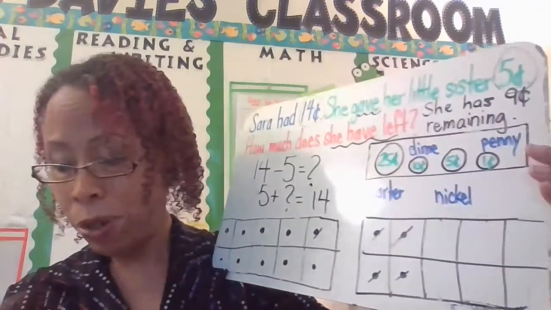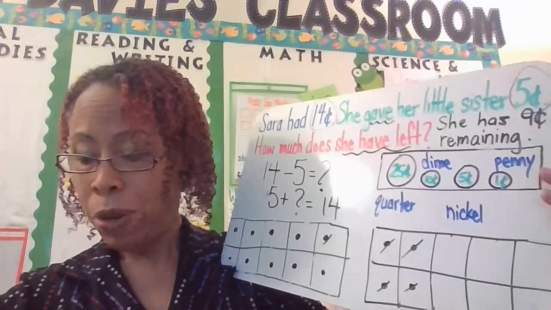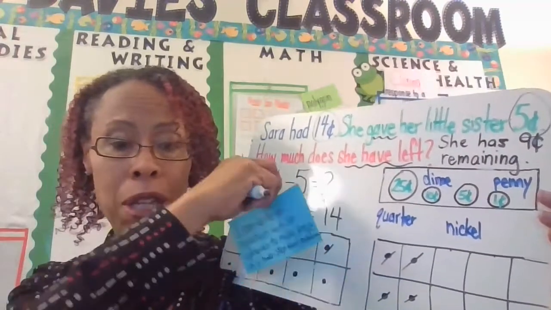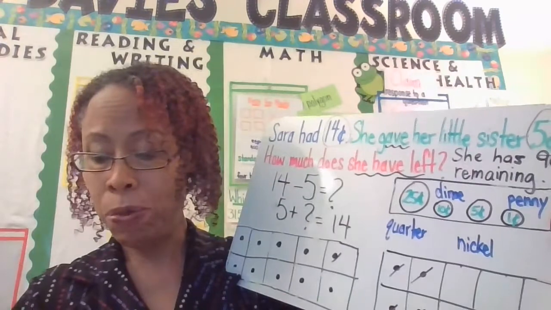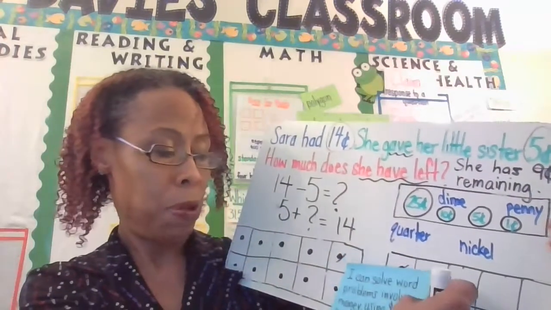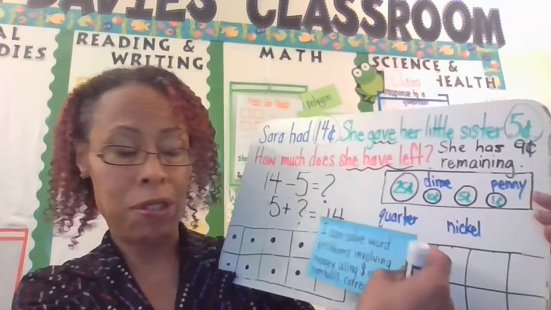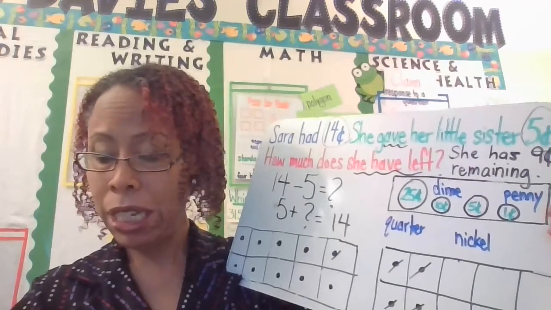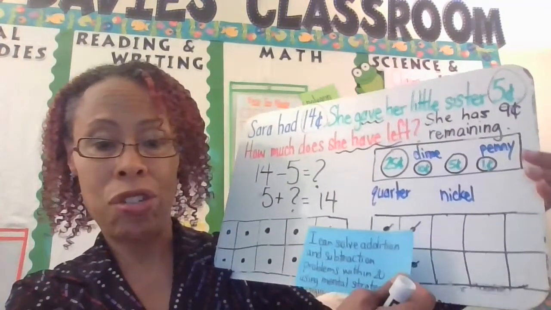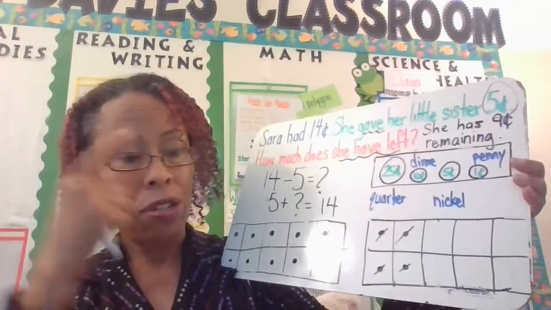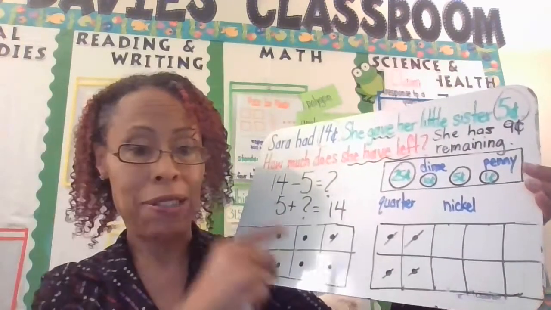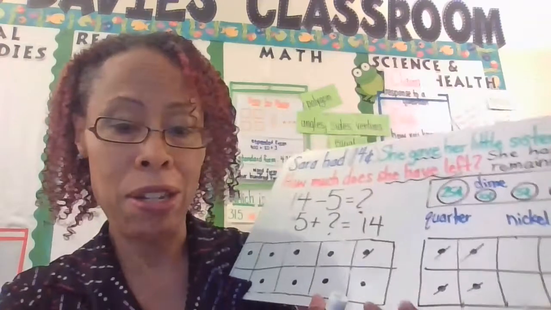All right, we look forward to you writing an equation with an unknown to make sense of a two-step word problem, solving word problems involving money using dollar and cent symbols correctly, and solving addition and subtraction problems within 20 using mental strategies. We use these ten frames, but in essence, this is what you will do in your head.